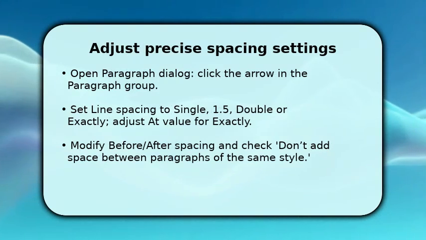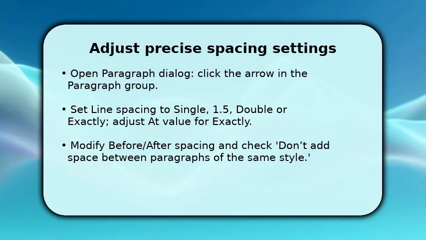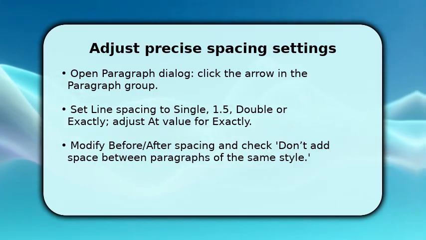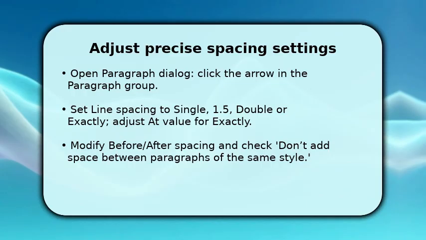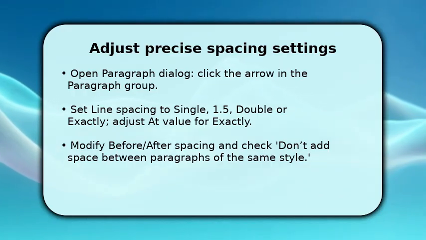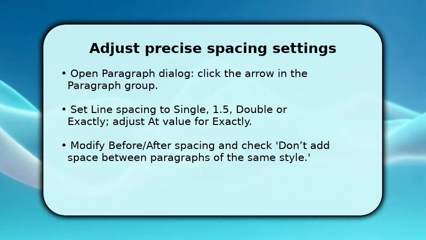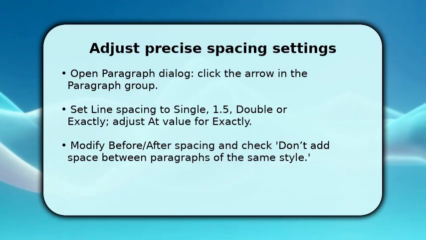Now refine spacing with the paragraph dialog for precise control. Click the small arrow in the paragraph group to open it. In line spacing, choose single, 1.5, double, or exactly. When you pick exactly, set the point value in the At box to control exact line height.